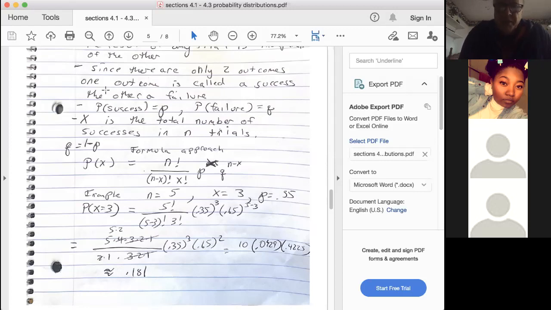The probability of a success is denoted as lowercase p. The probability of a failure sometimes is denoted as lowercase q. X is the total number of successes in n trials.